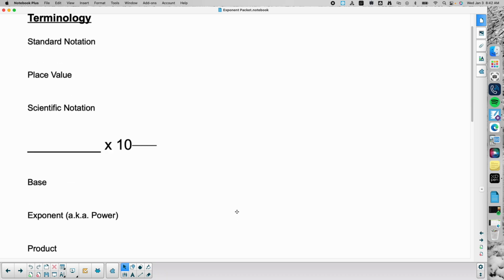Traditionally, I like to skip a lot of vocabulary, but it's probably kind of important for this packet because the words are telling you what to actually do with the problem.